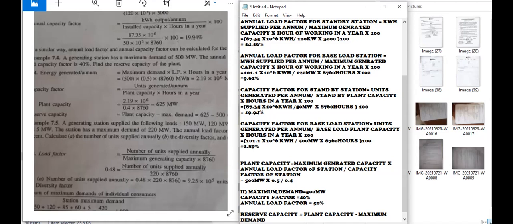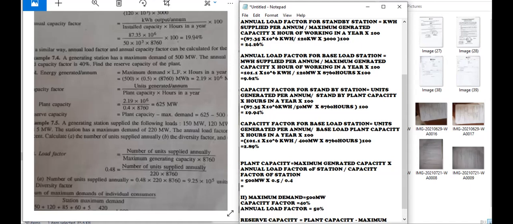I got 625. Are you calculating with me? I'm doing it, sir. I'm having 6 zeros at the back: 1, 2, 3, 4, 5, 6. These 6 zeros will convert it to mega, right? Yes, so it's mega.